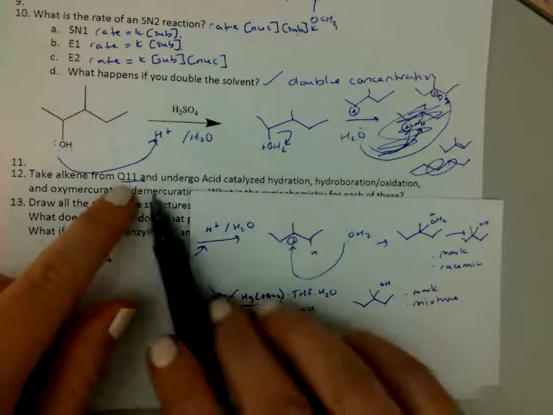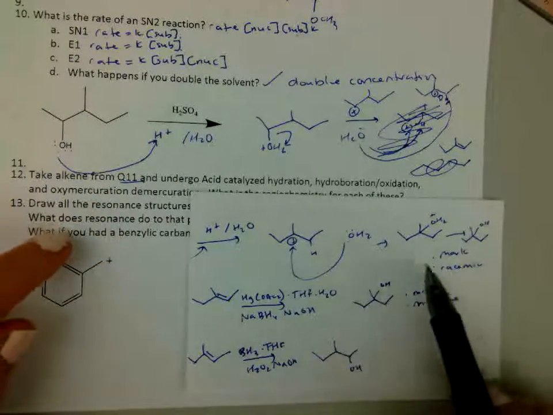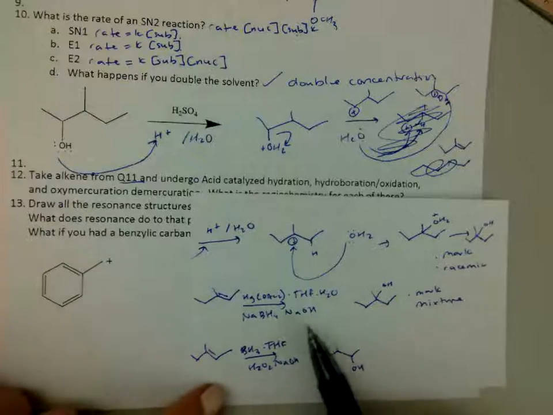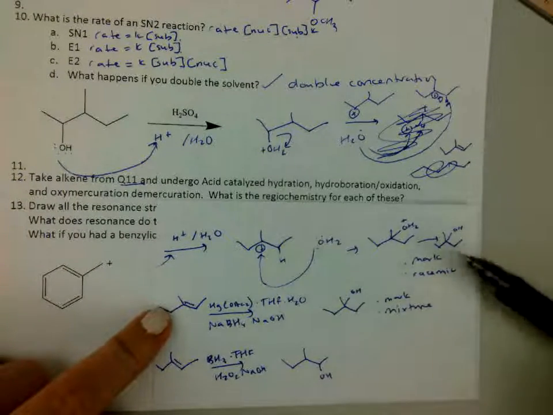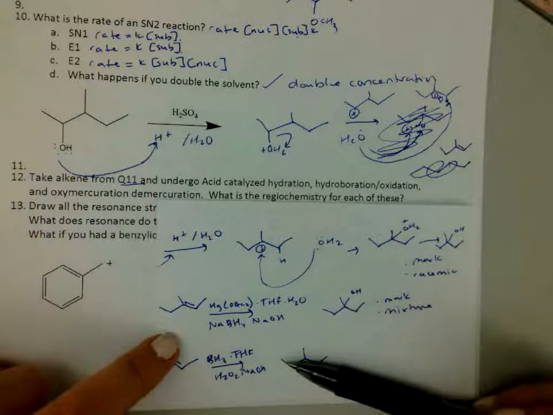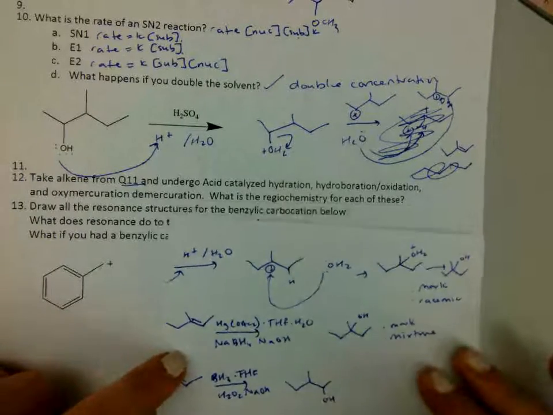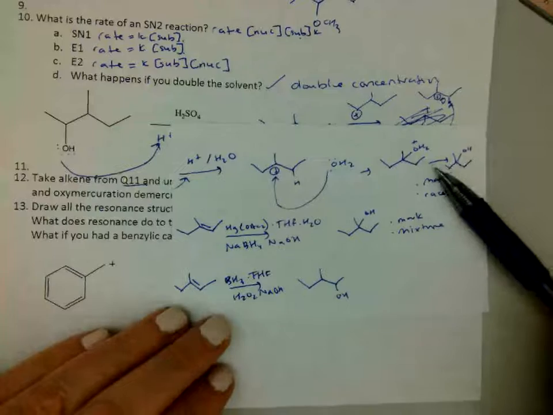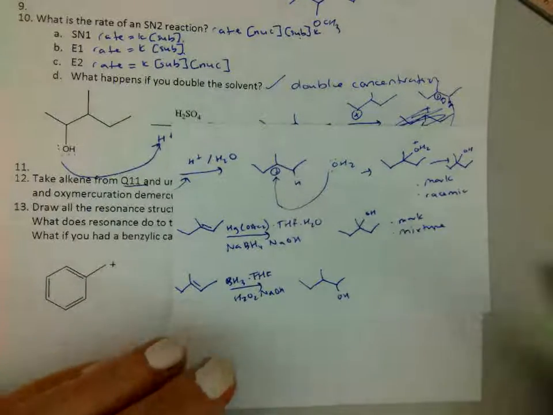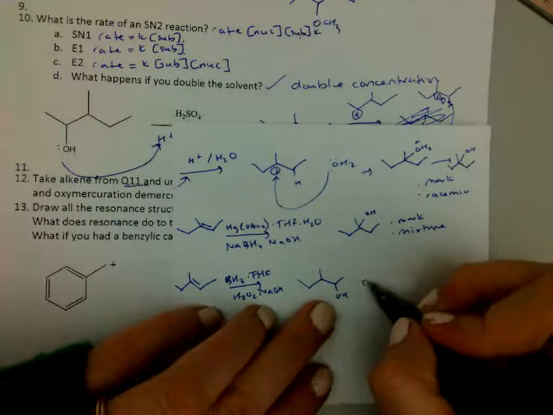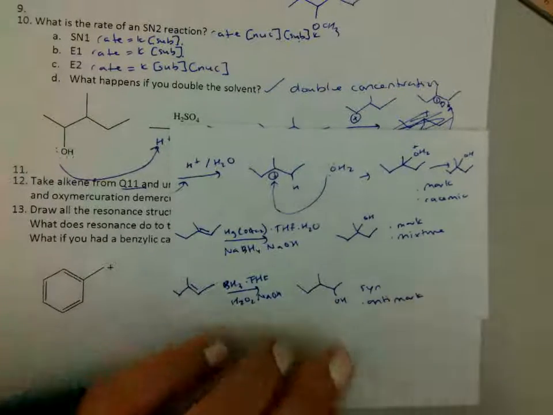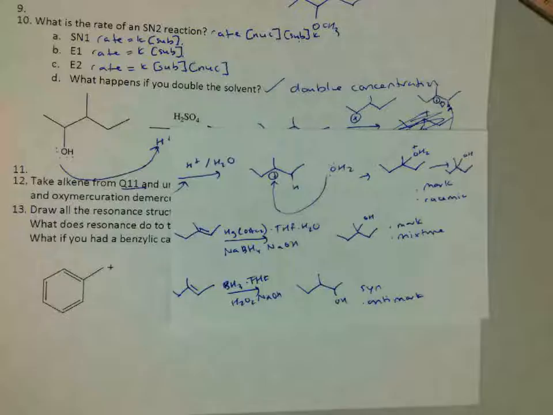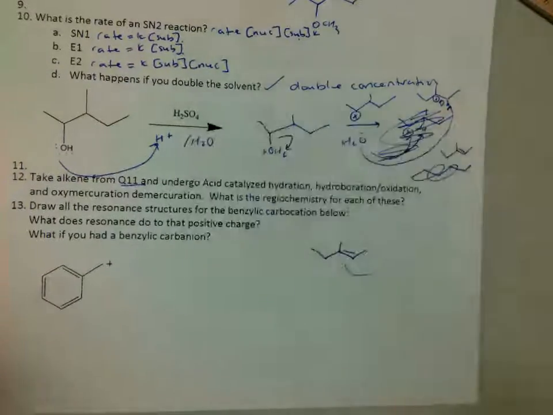So take that and undergo acid-catalyzed hydration, hydroboration oxidation, and oxymercuration demercuration. We did that. The regiochemistry for each of these: Markovnikov, Markovnikov, and anti-Markovnikov. And then the stereochemistry is a racemic mixture. This is a mixture as well, and it adds syn and anti-Markovnikov for the regiochemistry. So we did the regiochemistry and the stereochemistry.